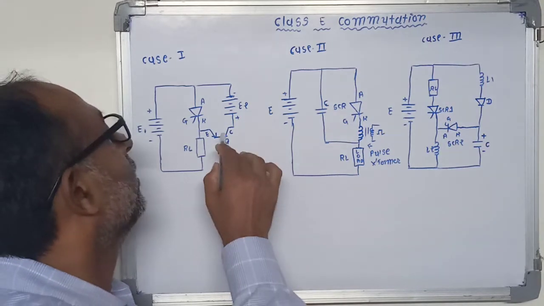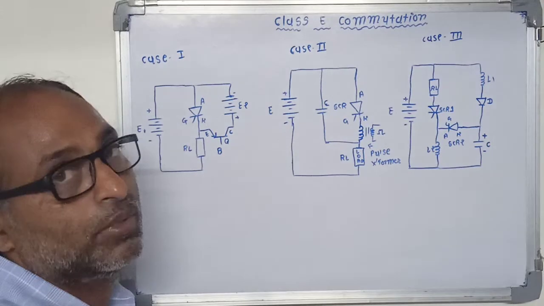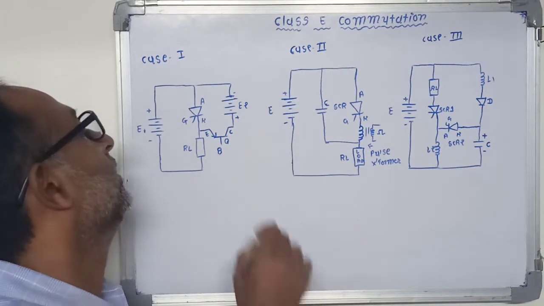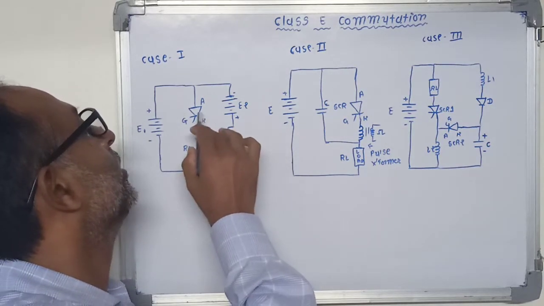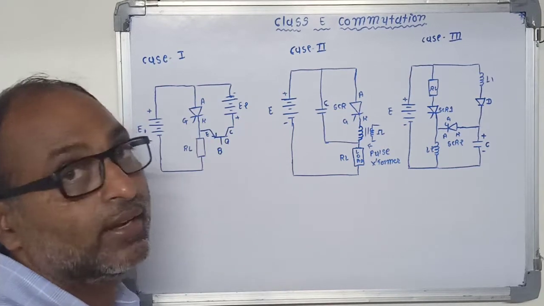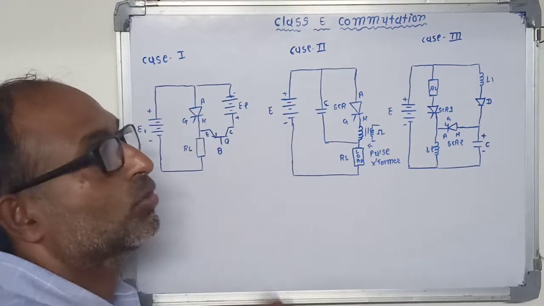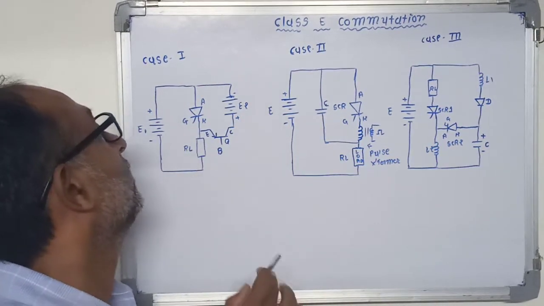So here the base signal must be greater than the maximum load current, and the time of the reverse voltage applied across this SCR must be greater than the turn off time of the SCR. So it is the most important thing.